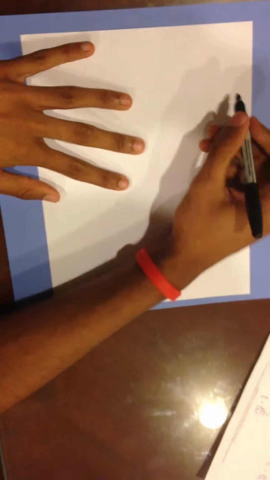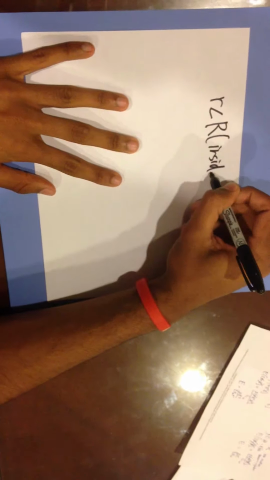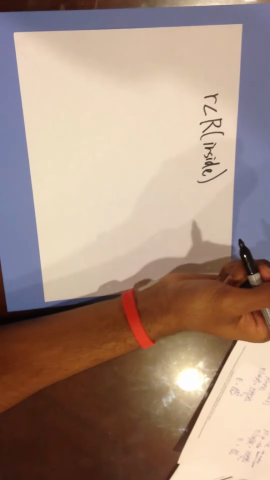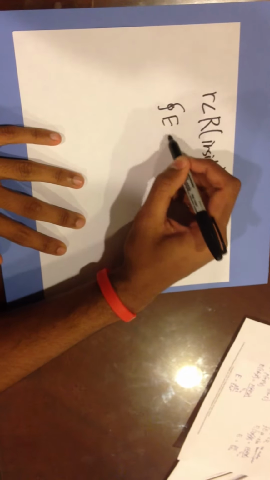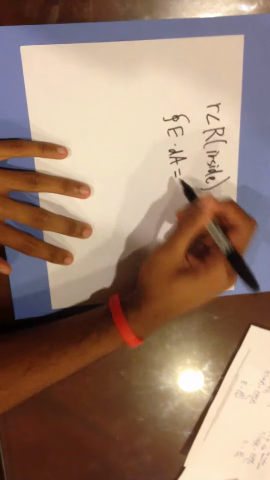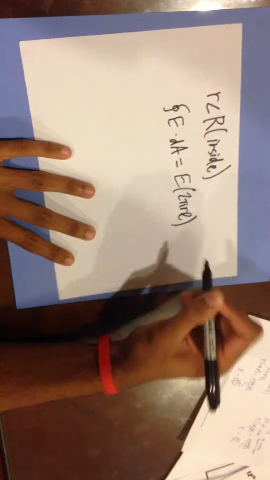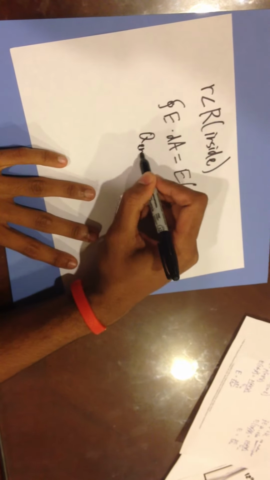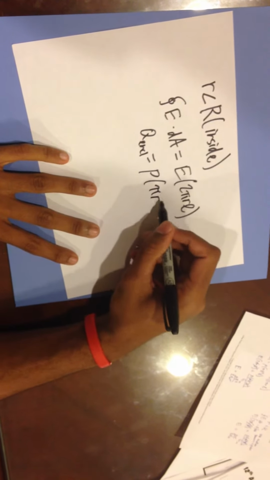And the problem also asks us to find the field inside the cylinder, and we can use this where r is less than big R, so this is inside. So we can use the same Gaussian cylinder with radius r and length L. So we're using this, we have E dot dA, and using our other problem, we know that this is E times 2 pi rL. The only thing that changes is that Q enclosed is going to be rho times pi little r squared L, since it's going to be inside the cylinder.